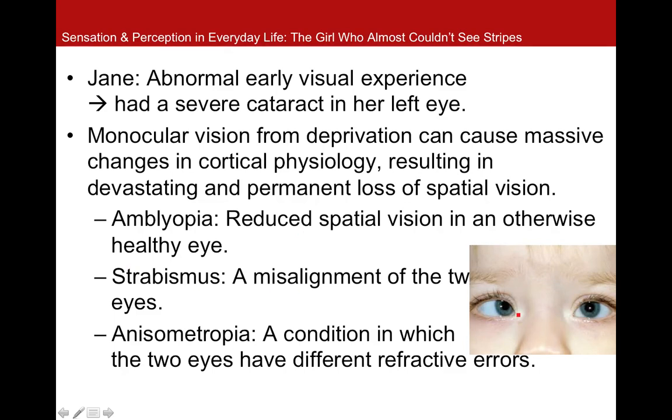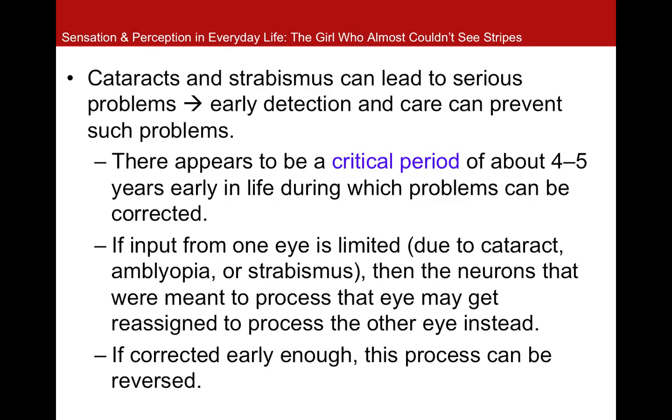Strabismus is also known as lazy eye, so a misalignment of the two eyes. And anisometropia is a condition where the two eyes have different refractive errors. So if a person has cataracts or strabismus, that can actually lead to some pretty serious problems. So detecting these things early and dealing with them can prevent those problems. But if they're not detected early enough, there seems to be a critical period of development between 4 and 5 years of life where problems can be corrected. And if they are, then pretty normal vision will develop, if not completely normal vision.